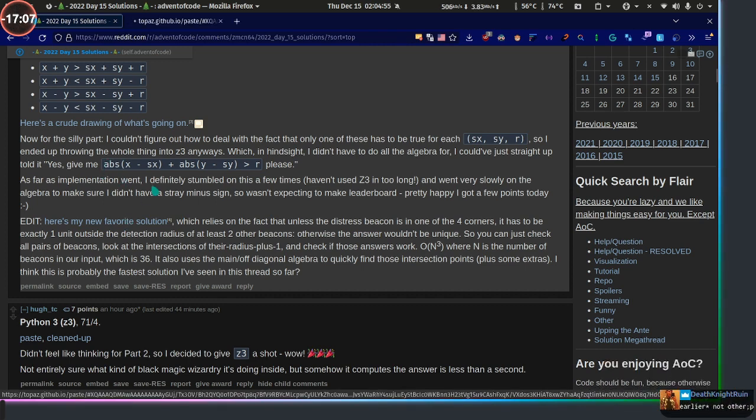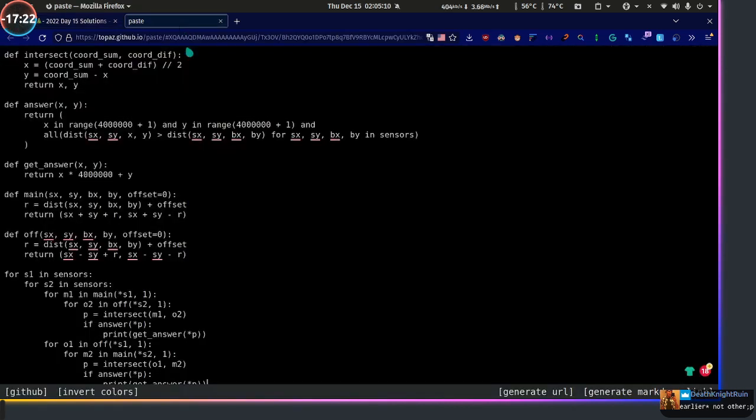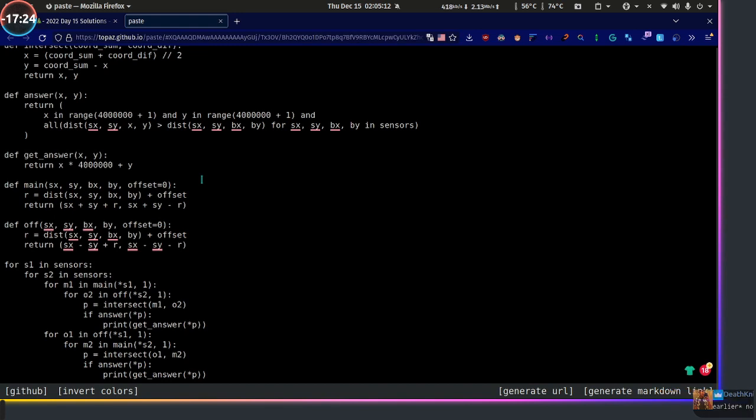Oh, my new favorite solution. Look for one of four corners, one unit outside the range of at least two other beacons. Oh. Check all pairs of beacons and intersections in radius plus one. Wow. My word. Yeah, Death Knight.